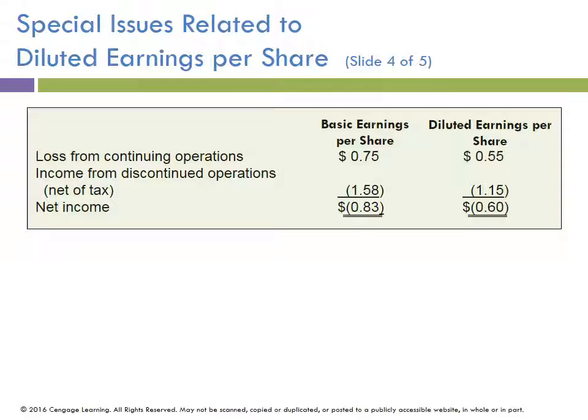So the difference between the two is that on the first one, we had a loss from continuing operations. That's it. We shut down. No diluted earnings per share. Earnings per share basic and diluted are the same in all three categories. But when you have income from continuing operations, you move forward with calculating diluted earnings per share for all three categories.